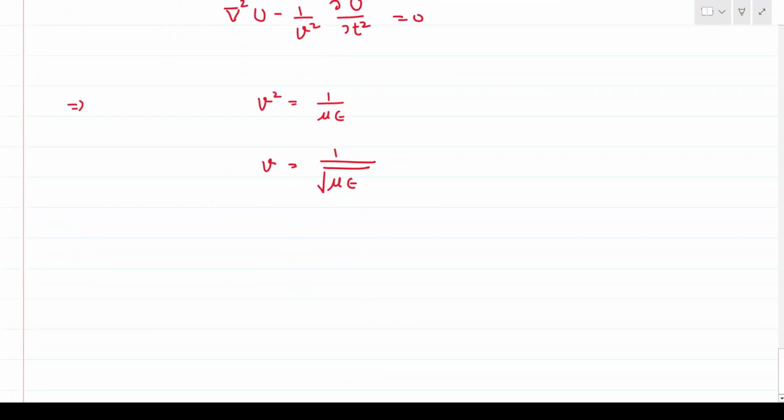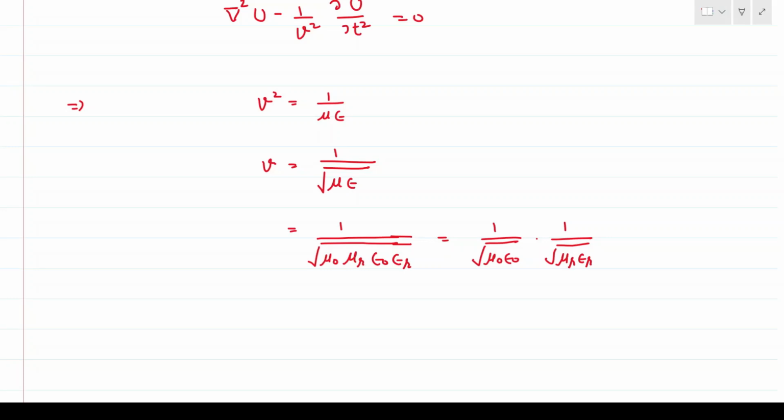Now we can write permeability and permittivity of this medium in terms of relative permeability and relative permittivity. So we write 1 over under root mu 0 mu r epsilon 0 epsilon r. We can write it as 1 over under root mu 0 epsilon 0 and 1 over under root mu r epsilon r. And we know that this quantity is speed of light in free space. So we simply write v is equal to c over under root mu r epsilon r. And let us call this equation number 7c.